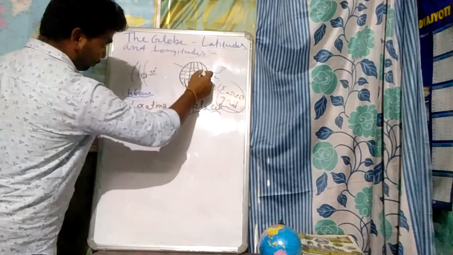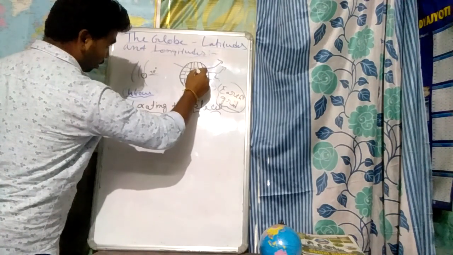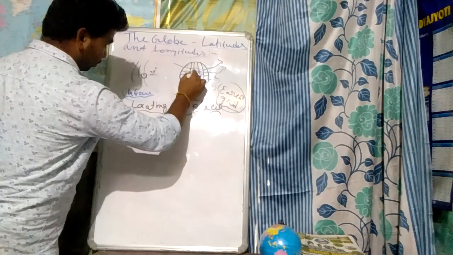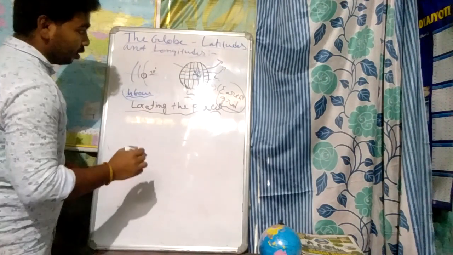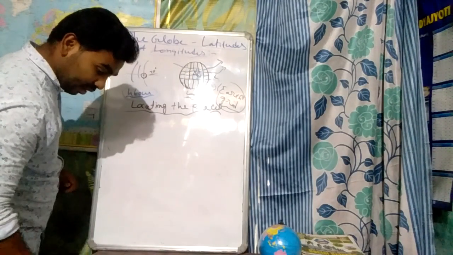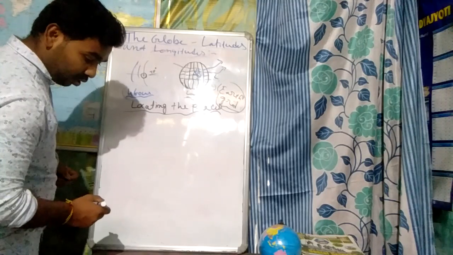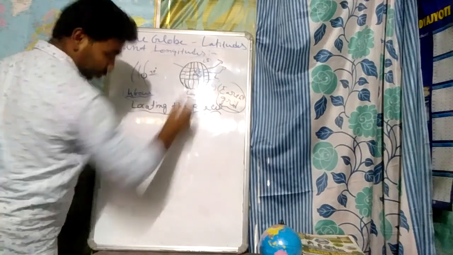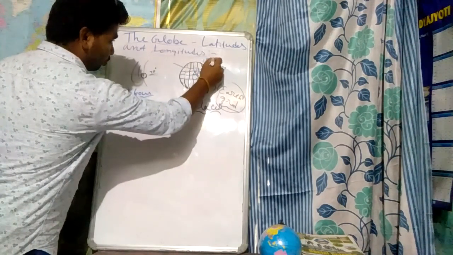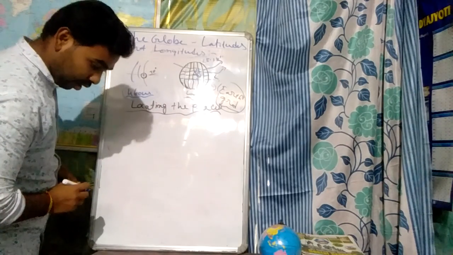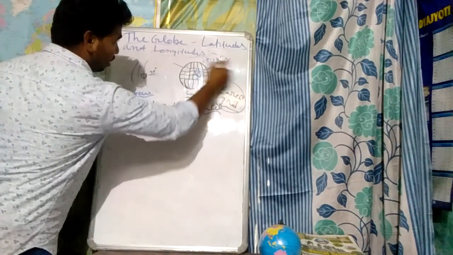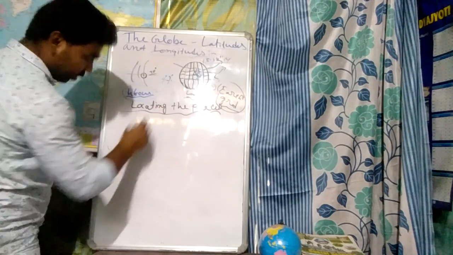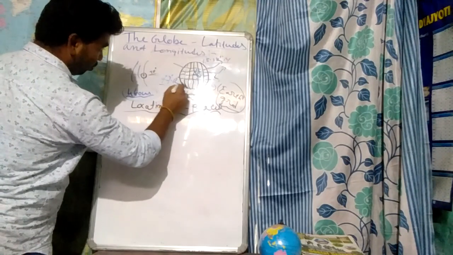The place of Delhi. Suppose this is our India. Here Delhi passes the 28 degree 38 minutes north latitude and 77 degree 12 minutes east longitude.